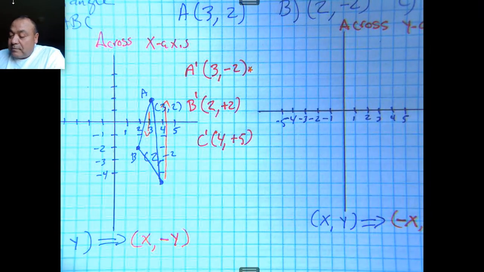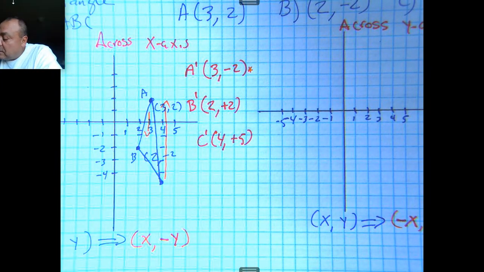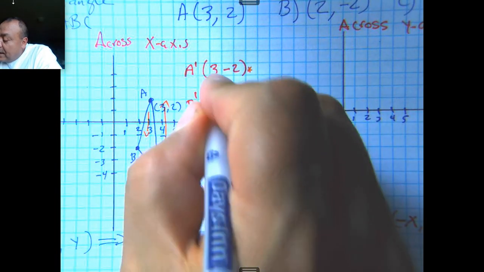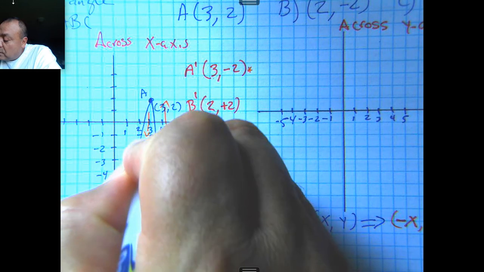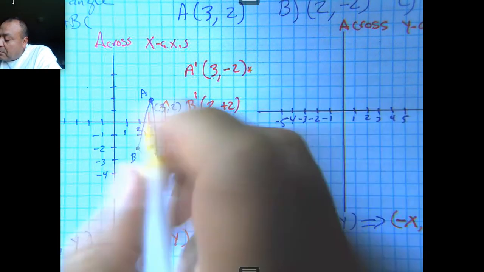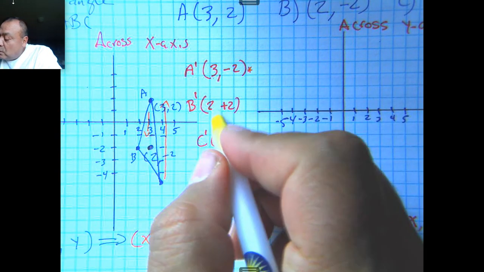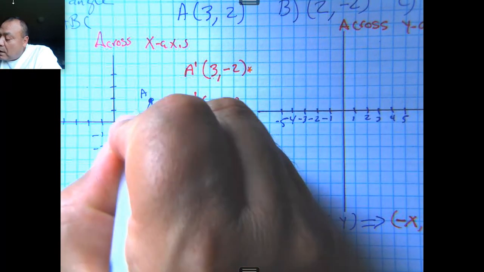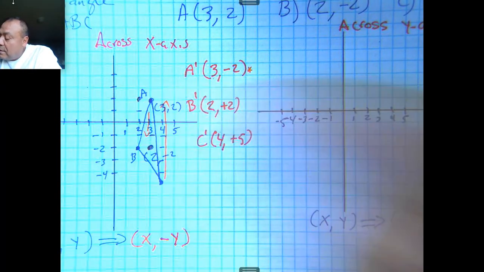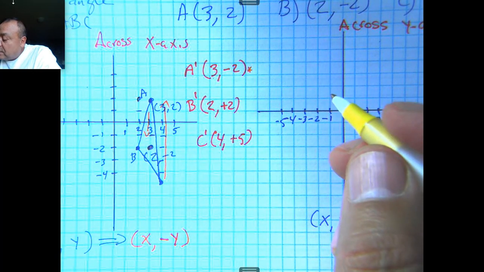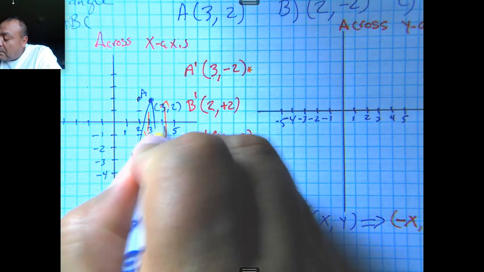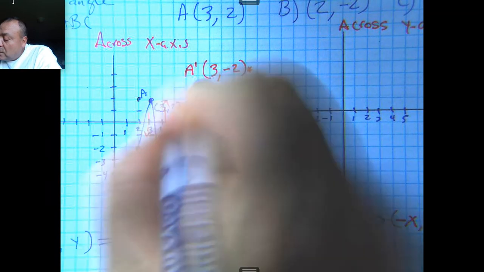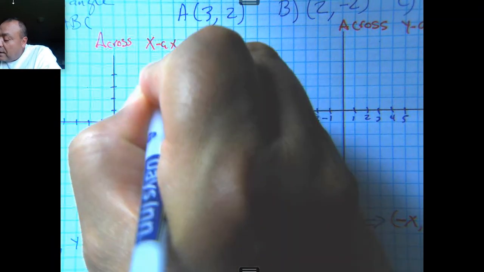No, let's write it in black. Let's see what happens. So I'm going to go 3, -2. So I'm going to go 1, 2, 3, and then 1, 2, right about there, okay? And that would be A prime. And then 2, 2. So I'm going to go 2, and then 1, 2, right there. And then the next one is going to be 4, 5. So I'm going to go 1, 2, 3, 4, and then up 5. 1, 2, 3, 4, 5. And that would be B prime.